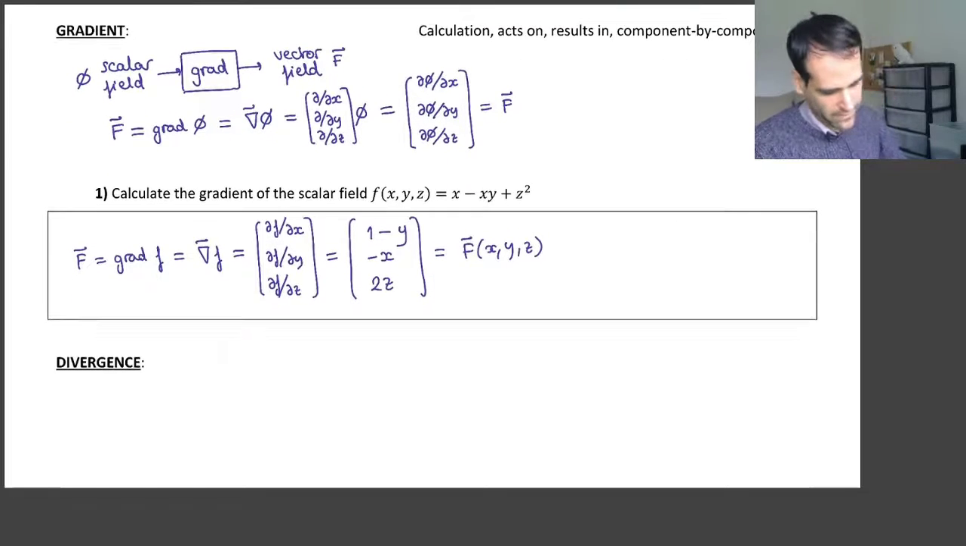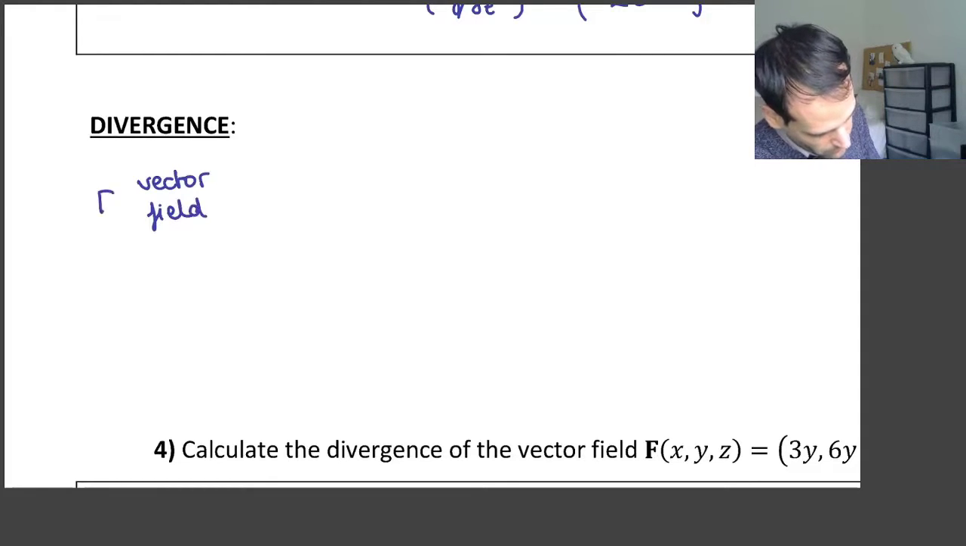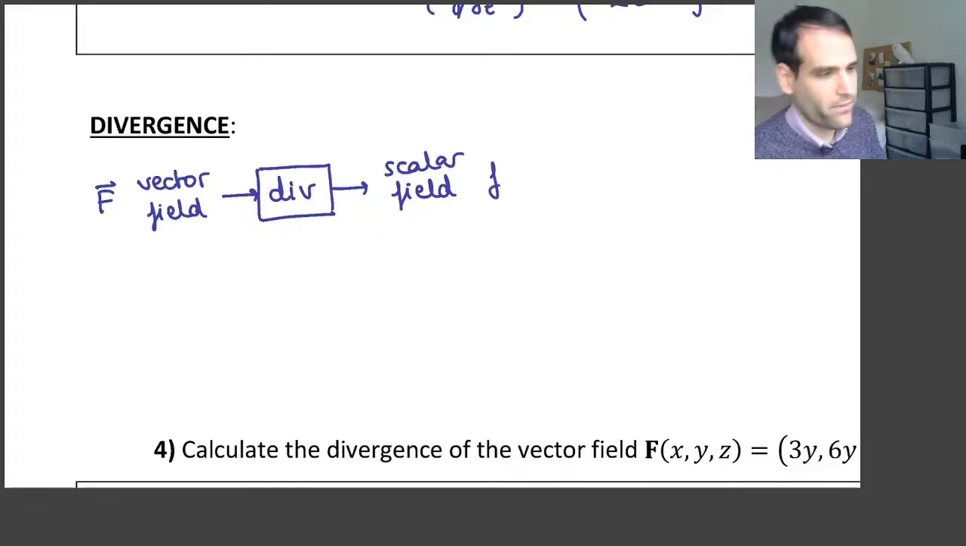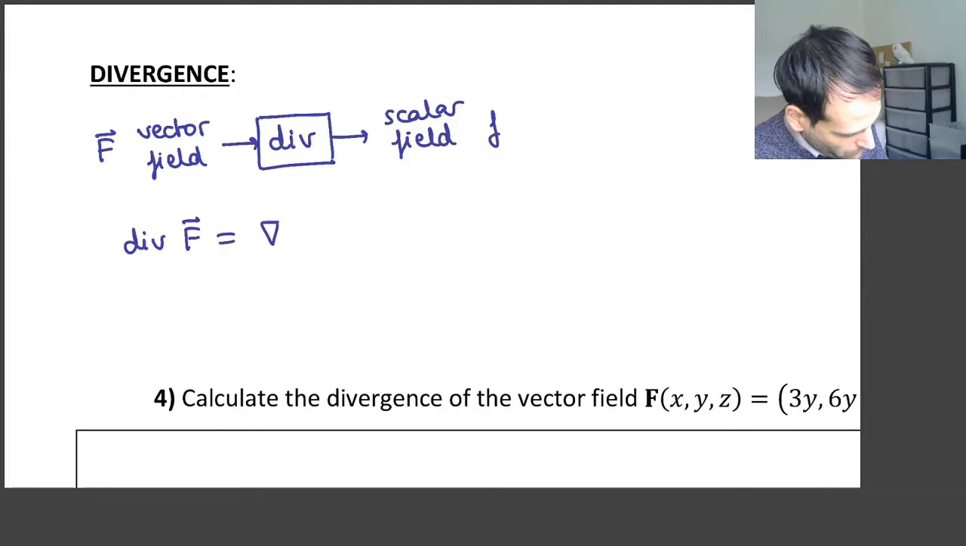Next. Who's next? The divergence is next. So the divergence is an operation that acts on a vector field. Let's call it capital F vector. You apply the divergence, which we write as div, and the result is a scalar field. Let's call it lowercase f. Okay? And how do you calculate this scalar field, which is the divergence of f? That's very easy. The divergence of f, capital F, is equal to nabla dot product with f.